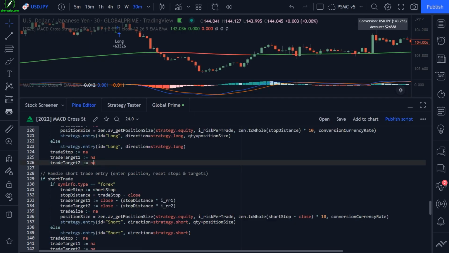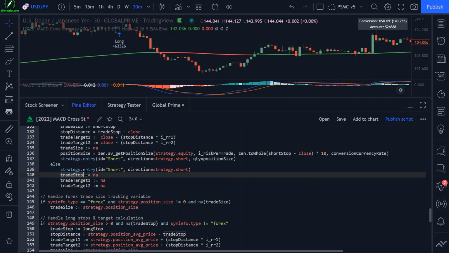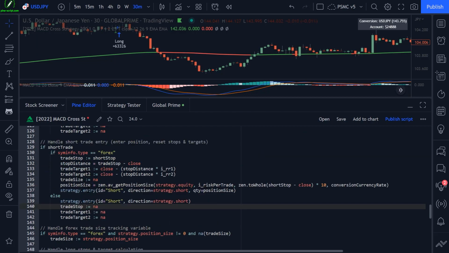I've made a mistake here. I need to indent all of these, this code here. Otherwise, as soon as this code gets executed, because this was not in the scope of this else statement, it immediately overrides our stop loss to NA, and then our trade never actually gets closed.